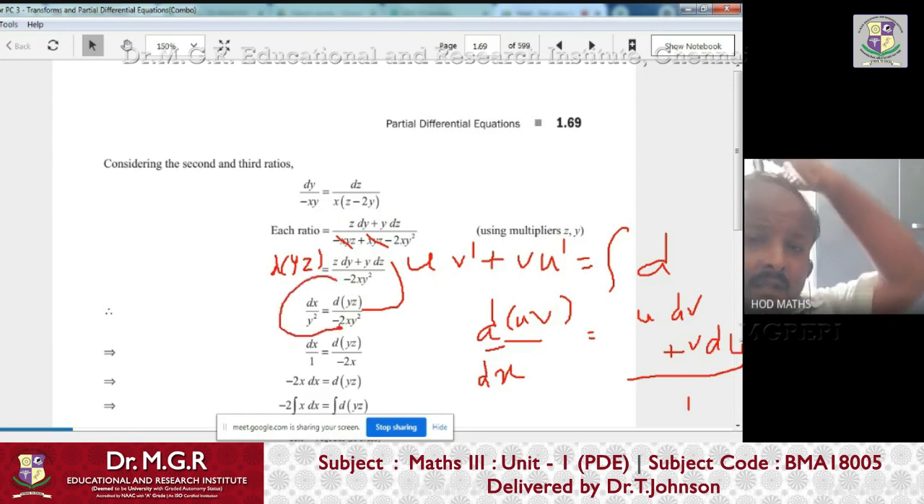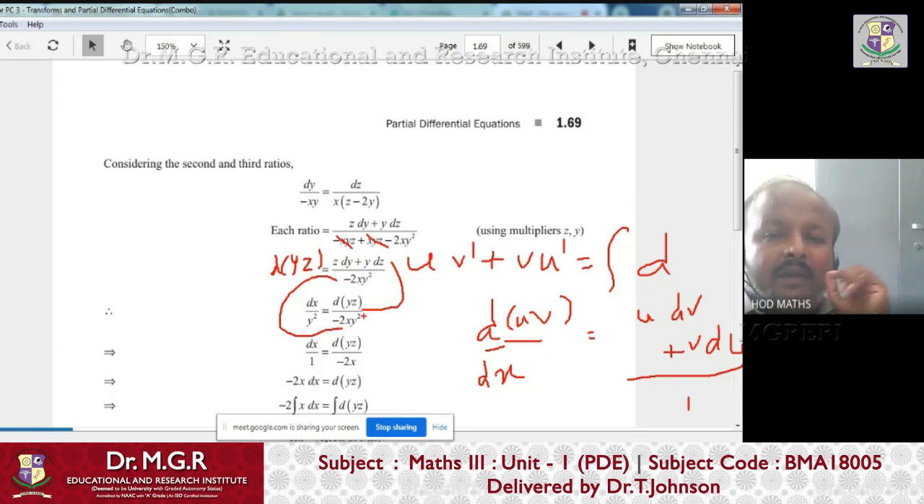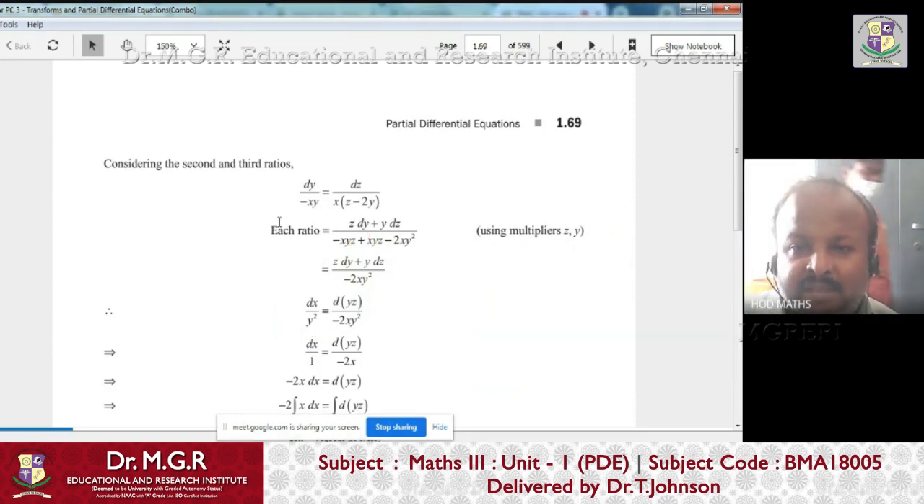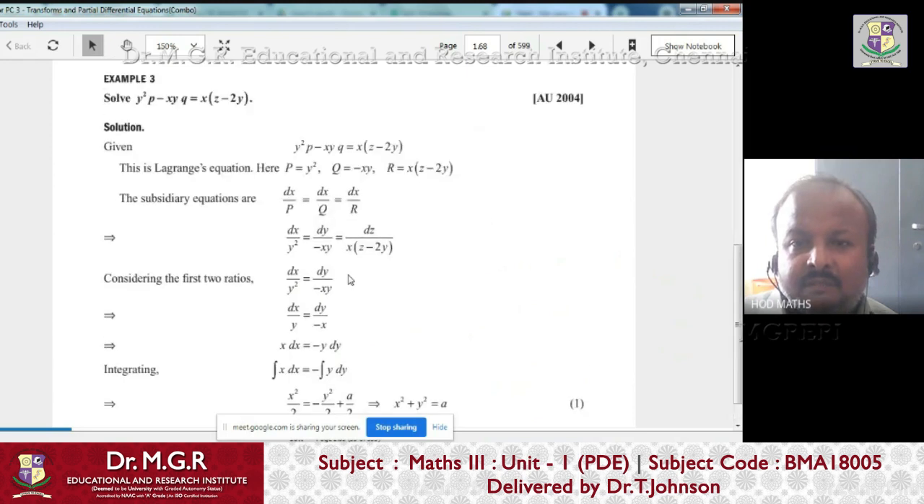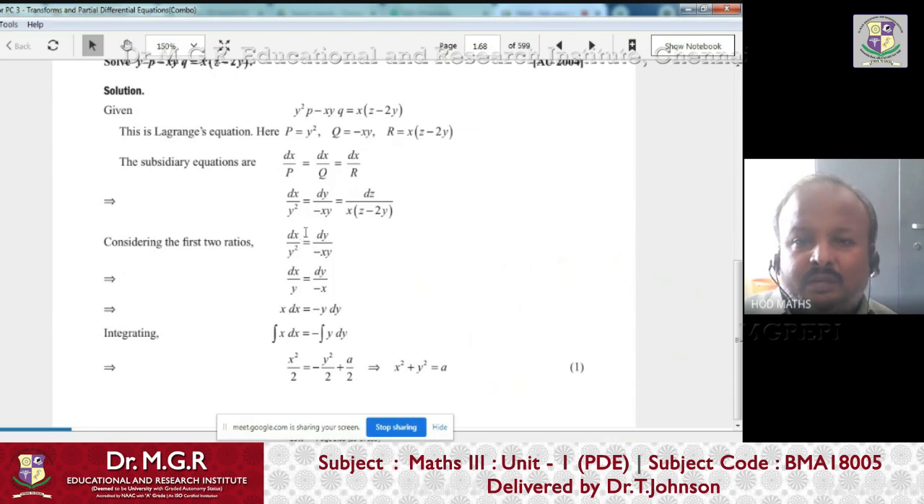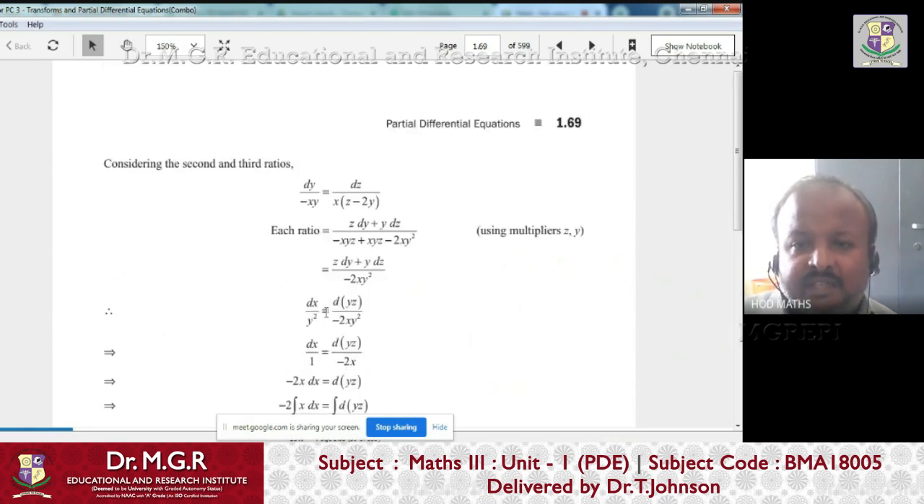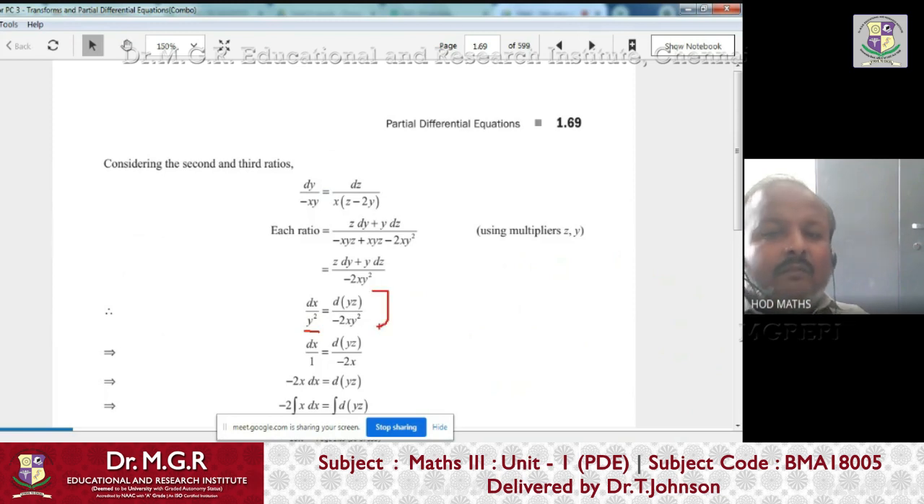Right. Now from this we won't get anything because in the numerator y and z are there, and in the denominator x and y are there, right? But now what you have to do is take this term and compare it with the first term. What is the first term? The first term is dx by y square. So you take the first term dx by y square, that is one relation we have, and then by adding these two relations we get another relation, that is d of yz by minus 2x plus y square.